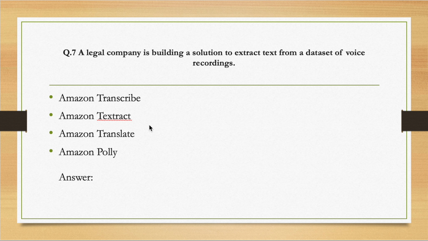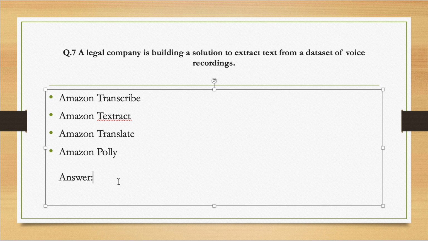Translate, as the name suggests, is translating one language to another. So this is eliminated. Textract is a service that extracts text from PDFs and all. If I have a scanned document and I want to extract some text, that is Textract. We are left with Transcribe and Polly. Polly is for text to speech, and Transcribe is for speech to text. Here we have speech, and we want to extract text, so it's Transcribe.